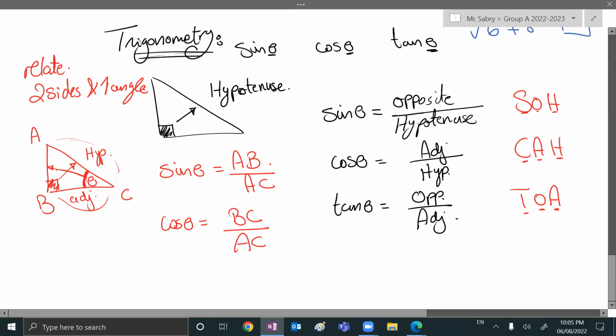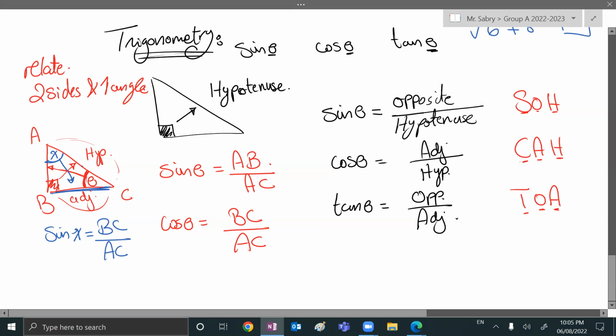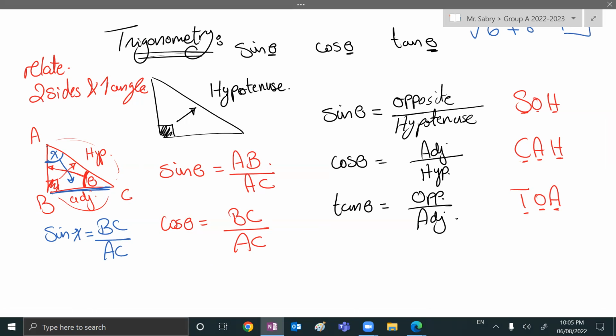What if I decided to talk about the other angle, this angle here, X? Now if I said sine X, which side is the opposite to X? It's this one now, BC. Which side is the hypotenuse? It's still AC. So the words opposite and adjacent depend entirely on the angle. Which angle are you talking about? If you're talking about the angle at the bottom, which side is opposite to it? If you're talking about the angle at the top, which side is opposite to it? The only thing that never changes is the hypotenuse. It will remain called the hypotenuse no matter which angle we're talking about. Does that make sense?